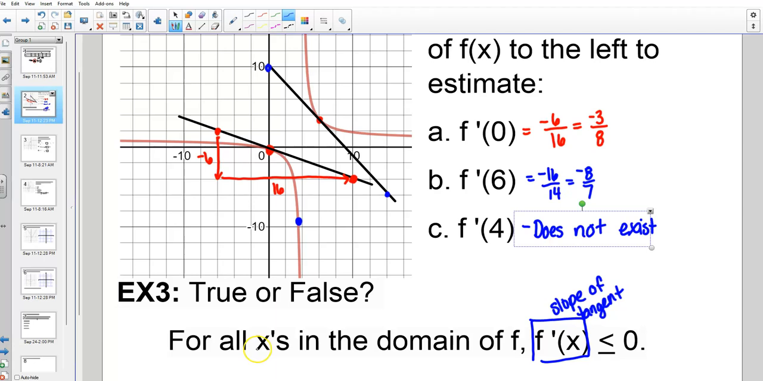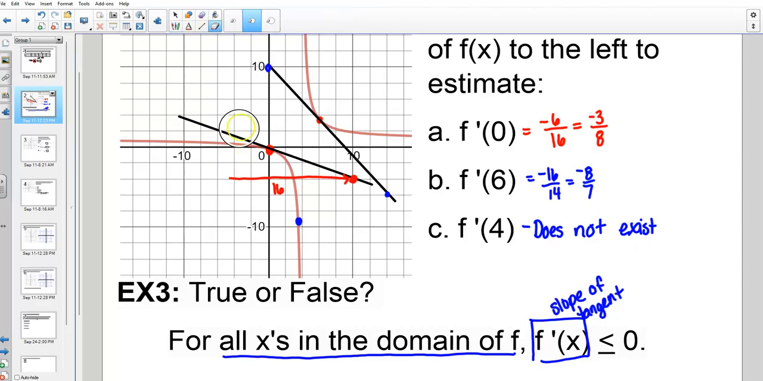It is covered by the fact that they say for all x's in the domain of f, because 4 is actually not in the domain of f. If they said for all real numbers, then we would say no, because it does not exist at 4. But because it says all numbers in the domain of f, that excludes 4 for us. So ignoring 4, if I pick other points, let me erase some of the stuff I got here because it's kind of jumbling up.